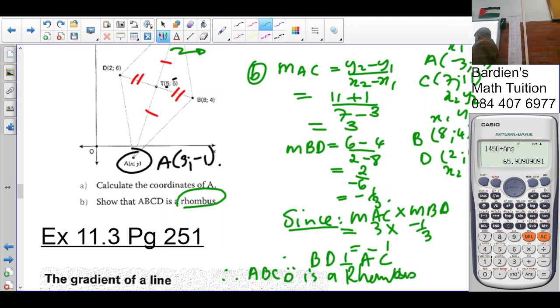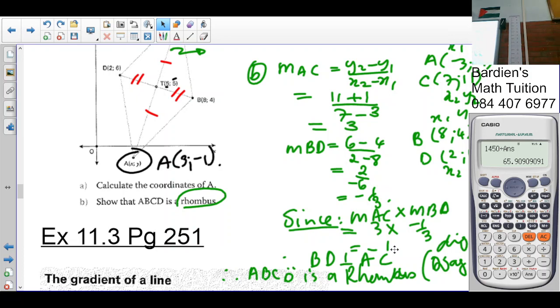Why? Because firstly the diagonals bisect one another and the diagonals are perpendicular. So rather write: diagonals are perpendicular. So that is enough to conclude a rhombus.